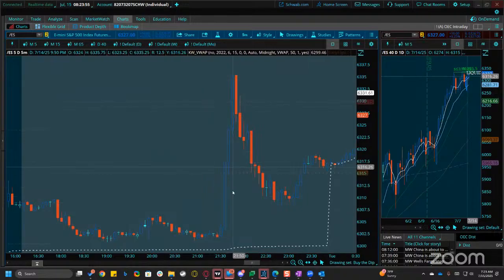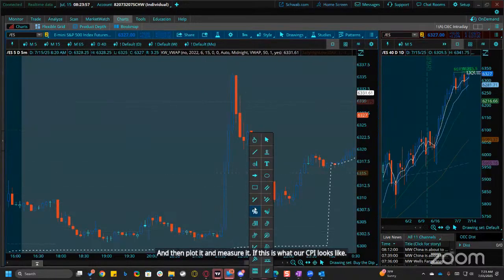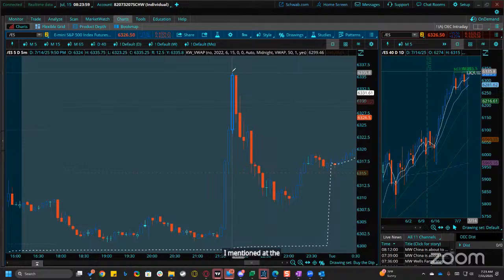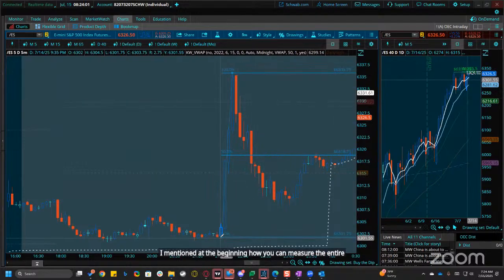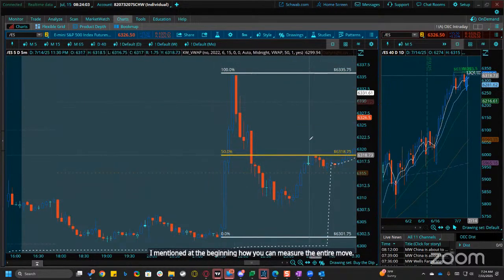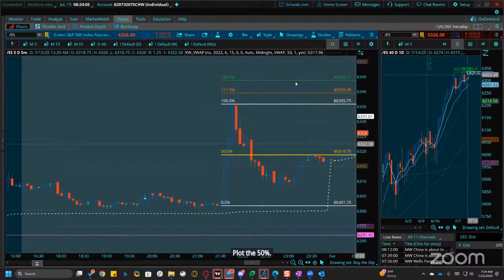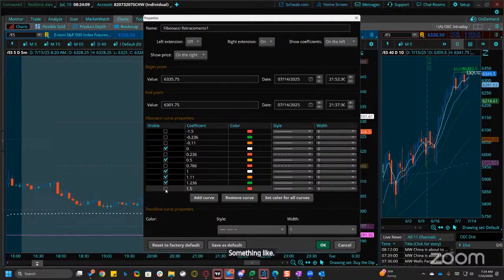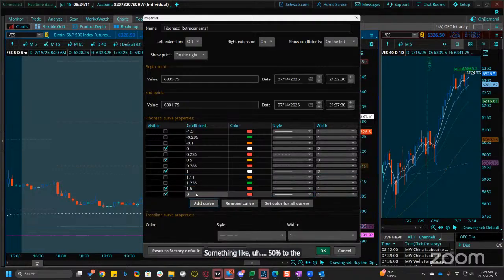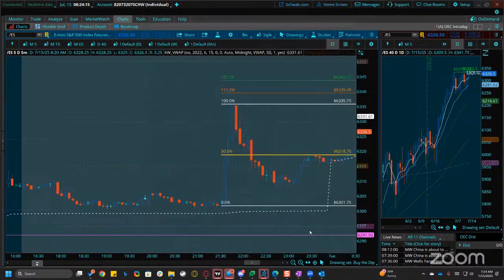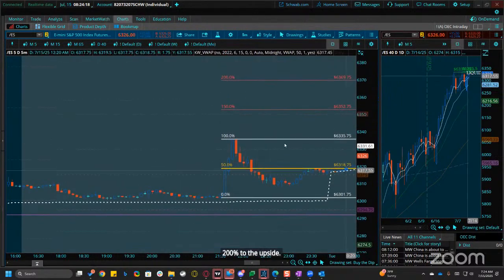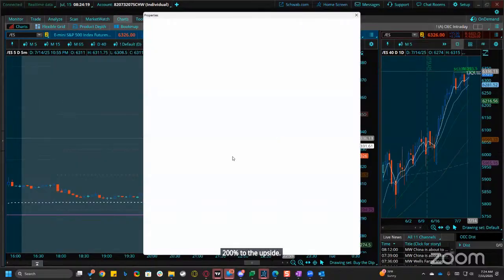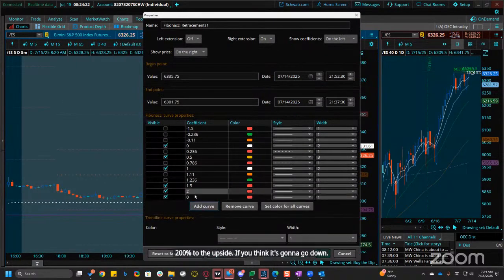If this is what our CPI looks like, I mentioned it at the beginning, how you can measure the entire move, plot the 50%, and then you can plot to the upside something like 50% to the upside and 200% to the upside. If you think it's going to go down, do the same thing to the downside.